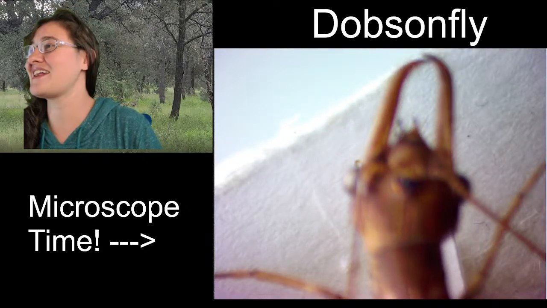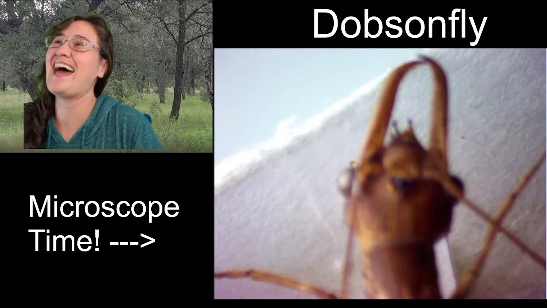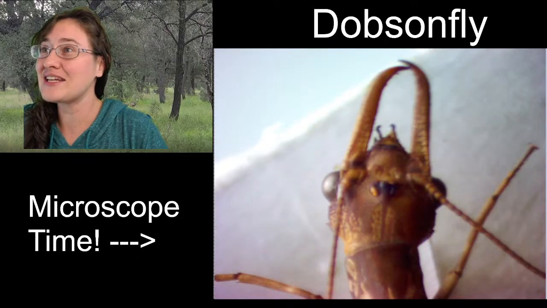What does this antenna think it is? A creamfly's leg? Right?